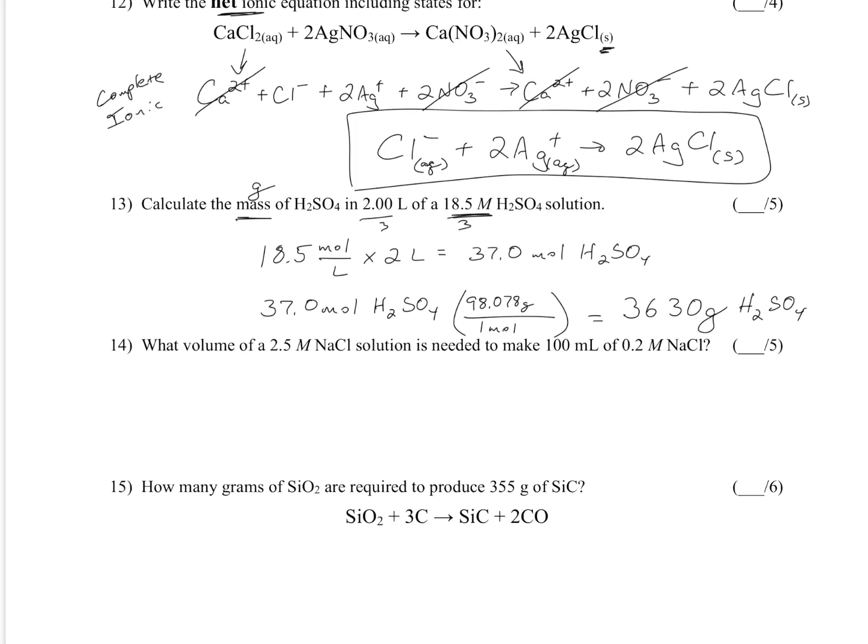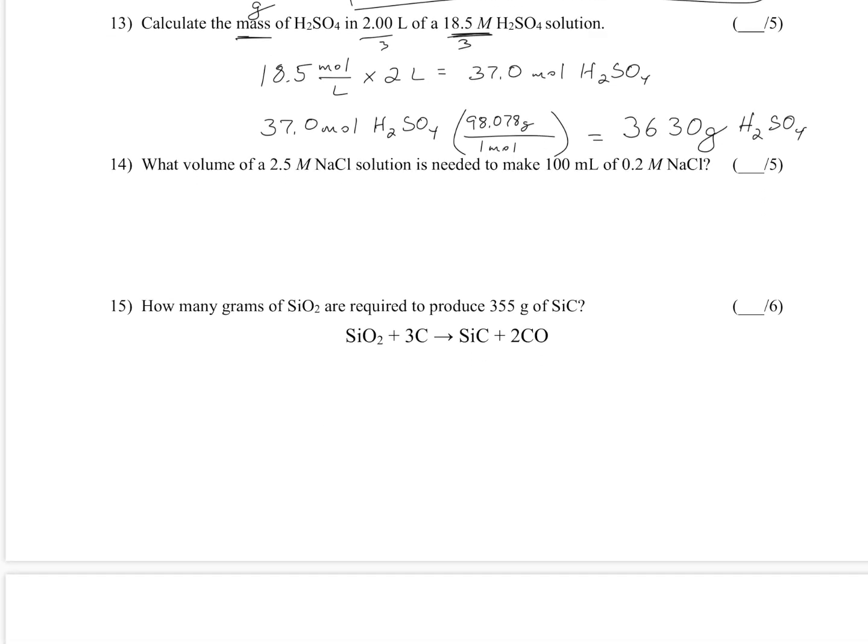Number 14. So, what volume of a 2.5 molar NaCl solution is needed to make 100 ml of 0.2 molar? So this is a dilution problem. Why? Because we have something that's concentrated and we want to make something that's dilute. And we do that by adding in water. So here is my C1, my C2, my V2. So I am asked for the V1.